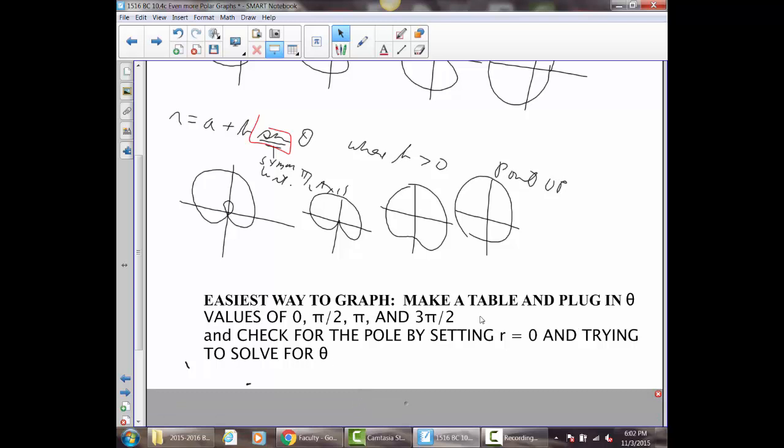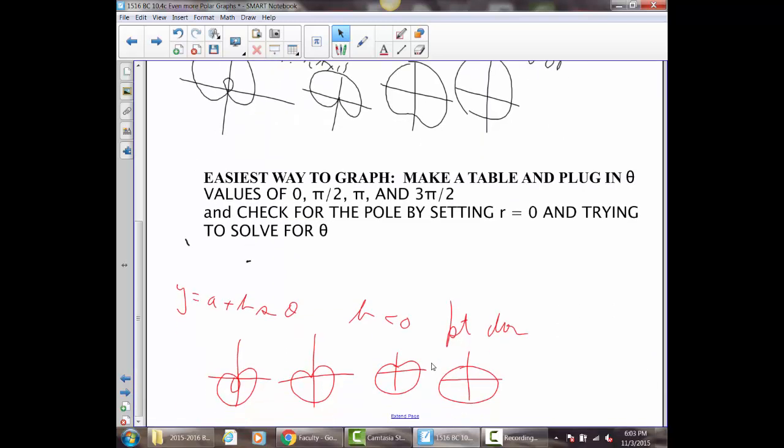Easiest way to graph is to make a table, plug in theta values of 0, pi over 2, pi, 3 pi over 2. Check for the pole by setting r equals 0 if you don't get it in the table, and then trying to solve for theta. Okay? And here, if b is negative, it's going to point down for the sine one.